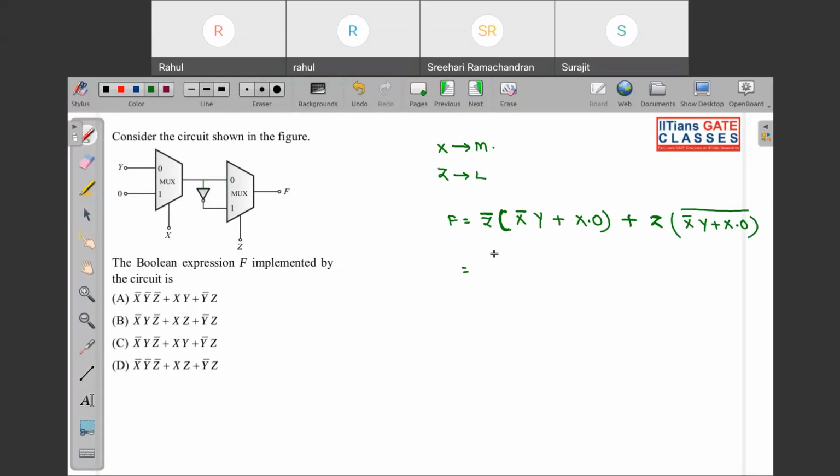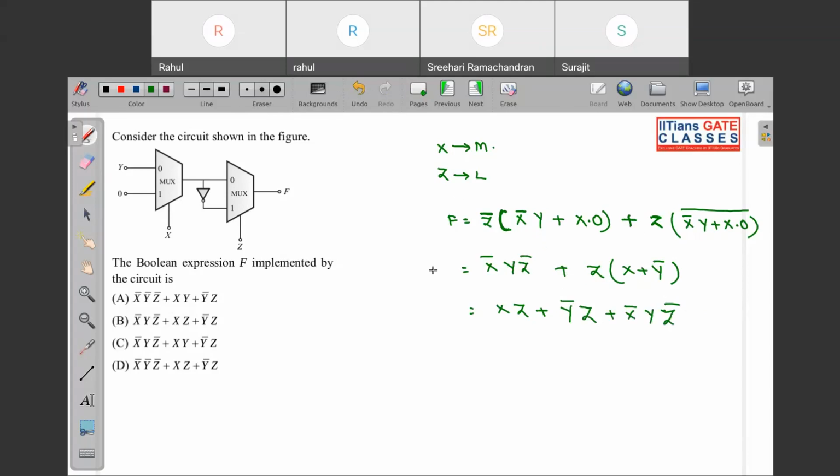Okay, so if you solve this, this will be what? X complement Y, Z complement plus Z. This will be what? X plus Y complement, or if you write it, so this will be XZ plus Y complement Z plus X complement Y Z.